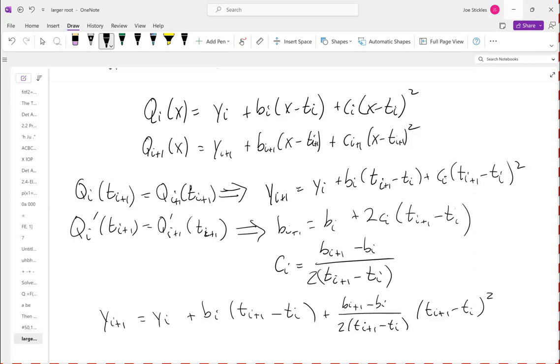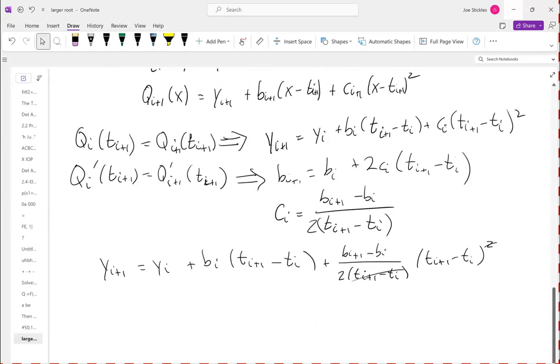Now remember, you're given all of the t's and all of the y's. Those are the knots that you're given, the points that you're given. We're assuming we've already computed the b sub i. We want to find the b sub i plus 1. So we want to solve this equation for b sub i plus 1, and it'll give us b sub i plus 1 in terms of things that we know. In that last term, notice that your t sub i plus 1 minus t sub i will cancel out of the denominator. We agree with that?